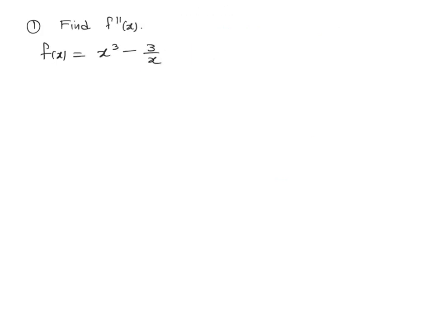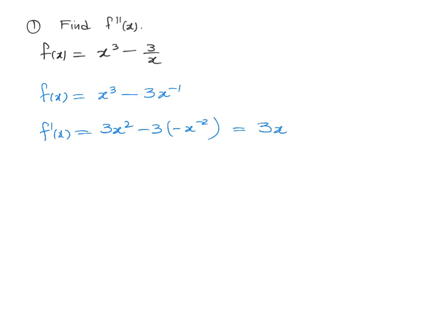So here we go. We have f of x equals x cubed minus 3 over x, and the question is to find f double prime of x. So first of all, I'm going to write f of x a little differently because I don't like that 3 over x. So it's going to be x cubed minus 3x to the negative 1. And then I would take its derivative, so f prime of x is going to be 3x squared, and then minus 3 times, and then x to the negative 1, the derivative is negative 1x to the negative 2. And so when I simplify that, that's just 3x squared plus 3x to the negative 2.